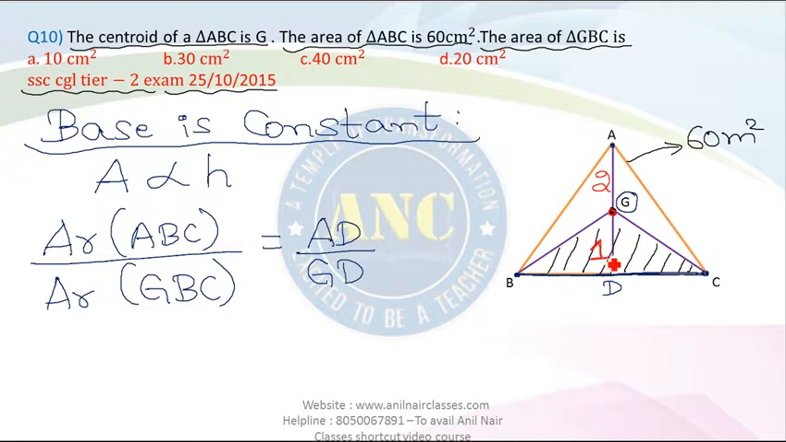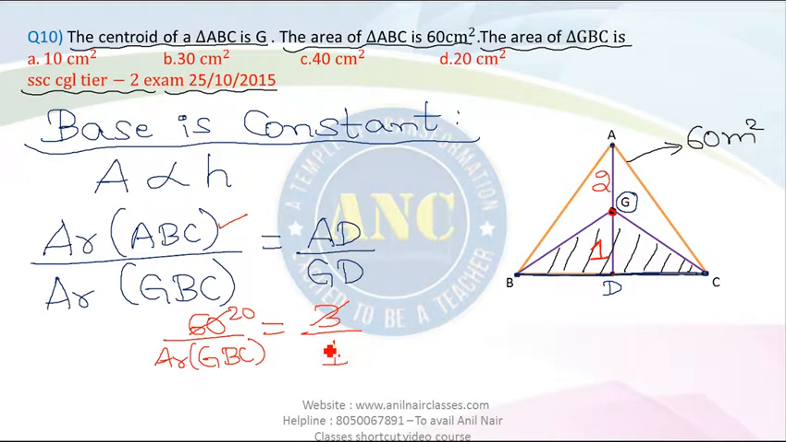That means AG value is 2, GD value is 1. Entire AD value is 2 plus 1, 3. AD value is 3. GD value is 1. Triangle ABC area is given as 60. Triangle GBC area is what we need to find. Answer for this question is 1 by 3 into 60, that is 20. The answer is 20 centimeter square, which is option 4.